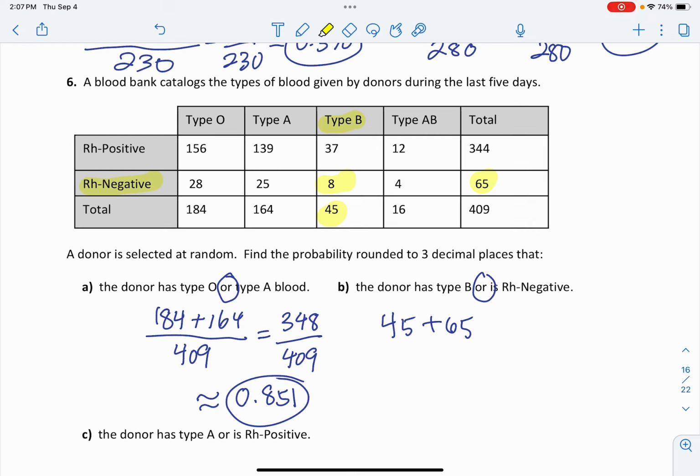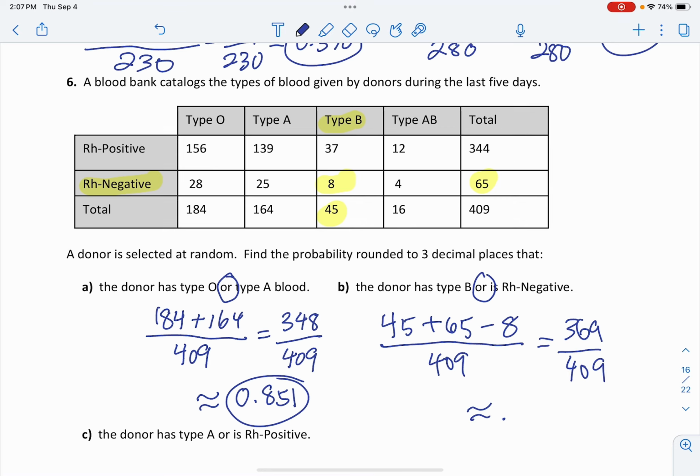But 8 people in those two lists are in both of those lists. So there's 8 people that are both type B and negative. So I just double counted the 8. So I've got to subtract it off. Right, and then divide by my common denominator, 409. And so this is going to be 369 out of 409, which is 0.902.